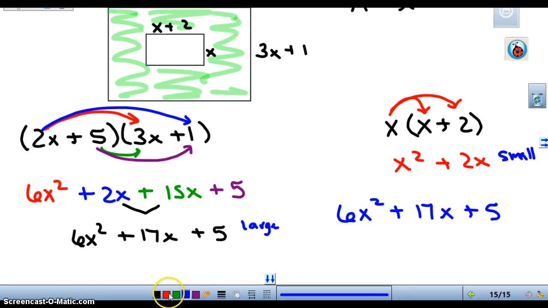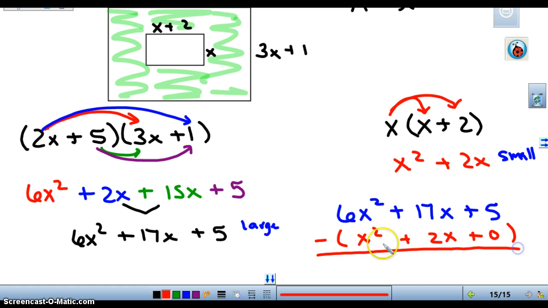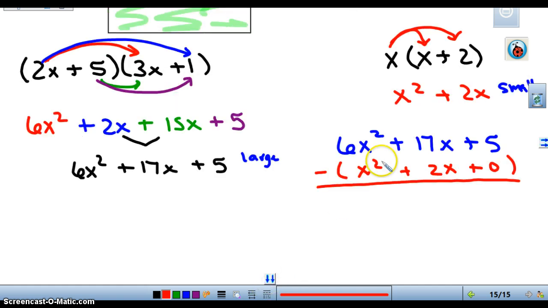And we can line them up. We have to line up the common terms. So minus x squared plus 2x, right? Plus 0. So why did I put that minus and then open parentheses? What do we have to do with this minus sign? Okay, if I distribute this minus sign, that means this becomes negative, this becomes negative, and this becomes negative, right?